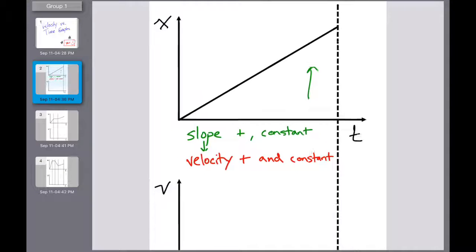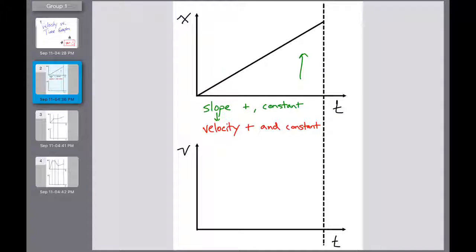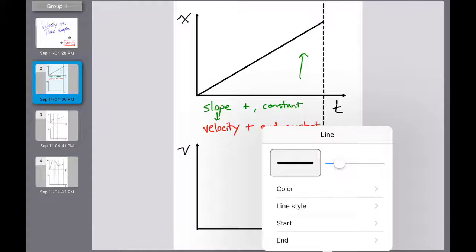So let's imagine that we're going to make a graph of velocity versus time. Now, the times are going to be matched up in between these two graphs. As you can see, I've drawn a dotted line from the position versus time graph all the way down to the velocity versus time graph, because these are going to share the same amount of time, because they're graphing the same motion. So looking at this, I need to graph a velocity that is positive and constant.